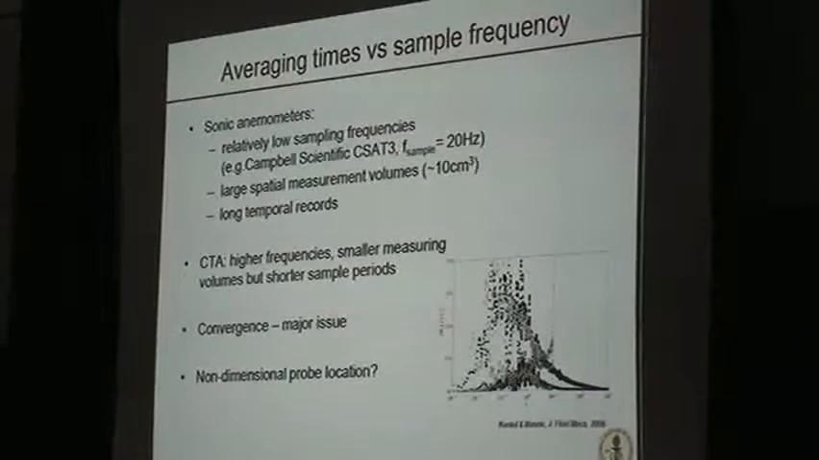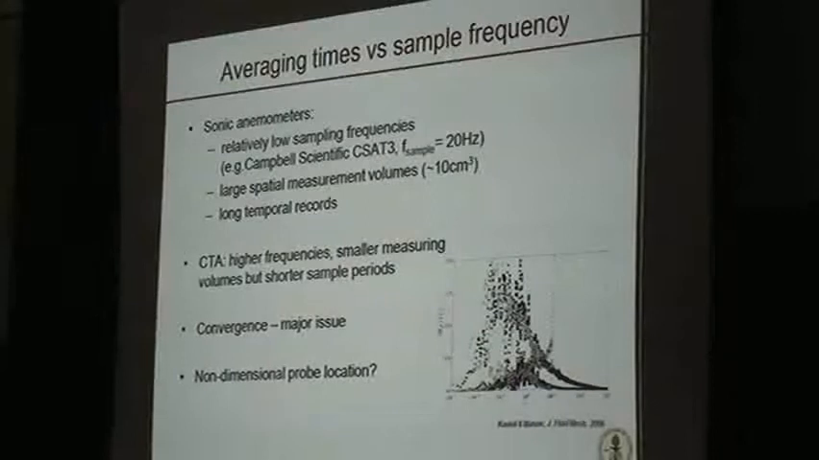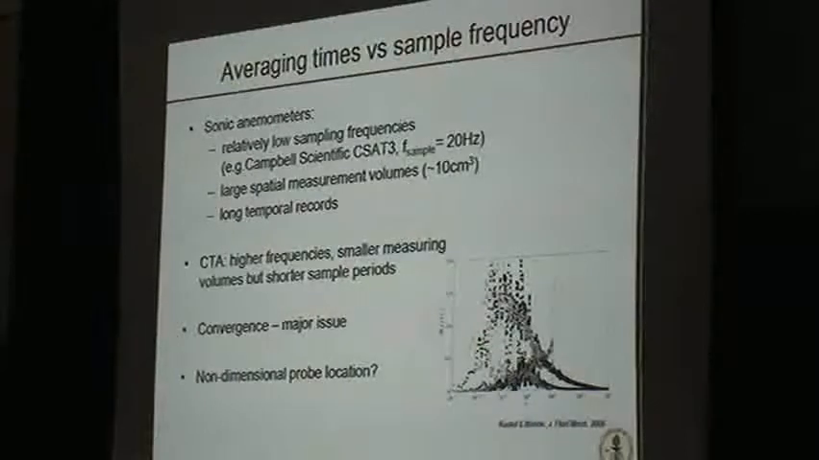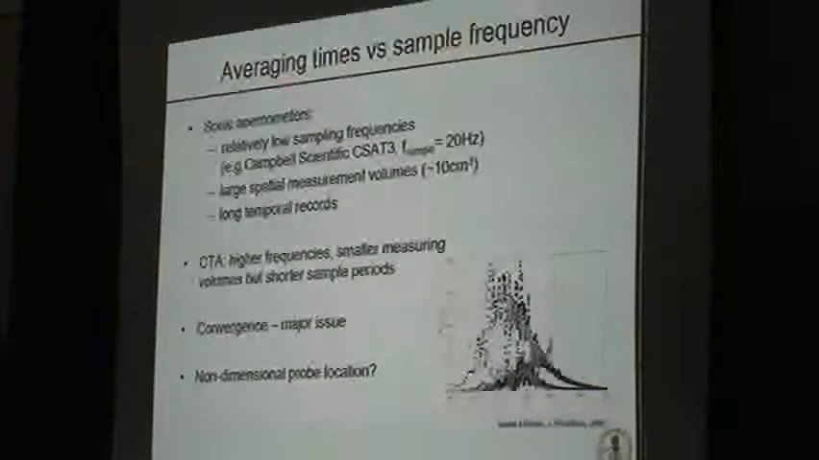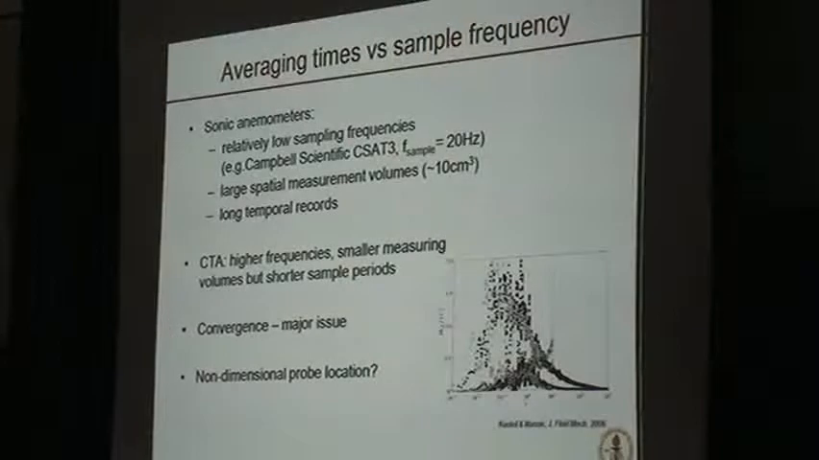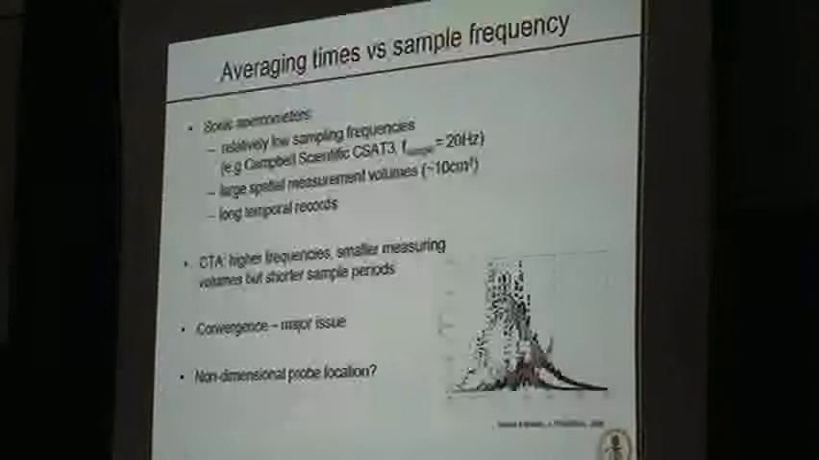The question is whether 20 hertz is fast enough to resolve the smaller scales of turbulence, the highest frequencies. Constant temperature anemometry can give you higher sampling frequencies, of course, and much smaller measurement volumes, but storing all that data can be quite tough. So typically you would have a shorter sample period, depending on, again, what you're trying to sample, what you're trying to record.